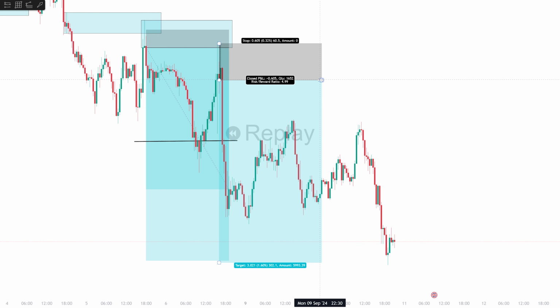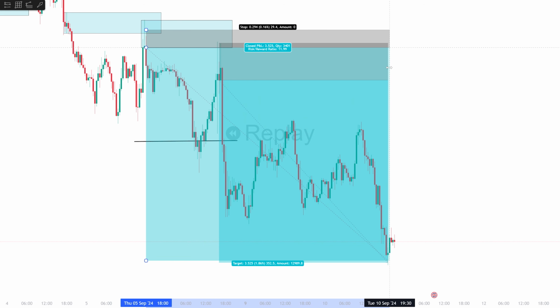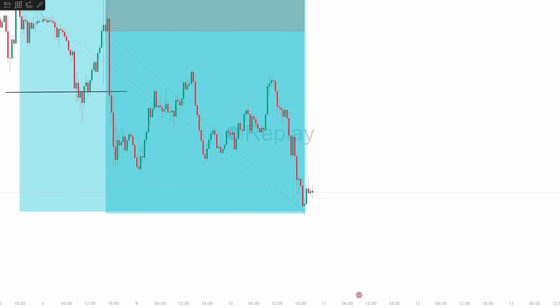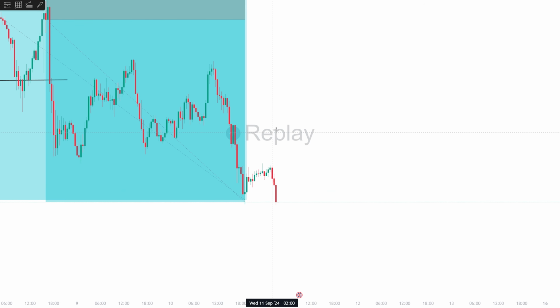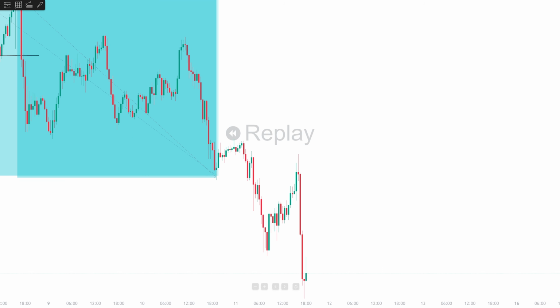Well, for both of these trades, take profit was hit. Pretty clean. I mean, insanely clean. If there's any setups I missed, just let me know, guys. And also, if you know how to get rid of this replay mode logo, then just comment down below, because I don't know how to get rid of this.